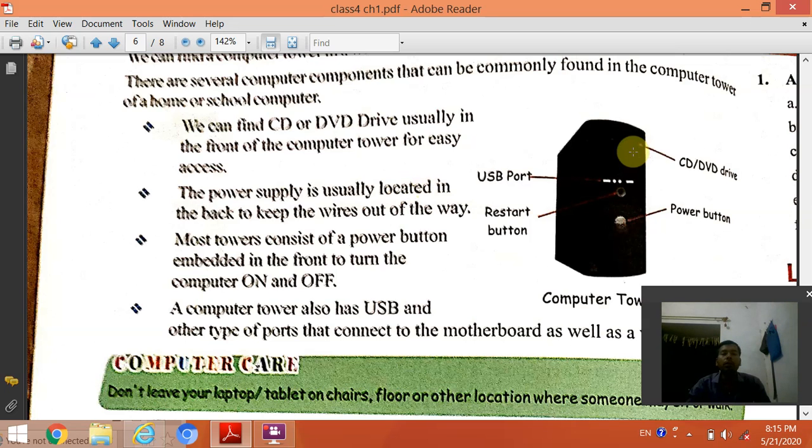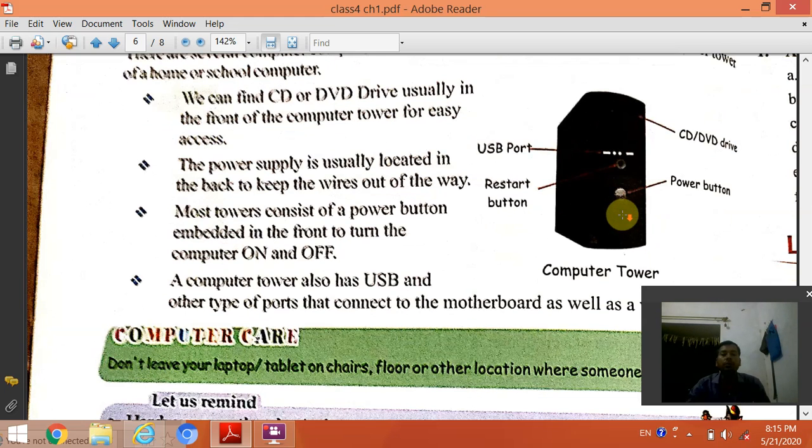Next, the power supply is usually located in the back to keep the wires out of the way. These are the power supplies of the CPU. Most towers have a power button embedded in the front to turn the computer on and off. With the help of the power button, we can turn the computer system on or off.